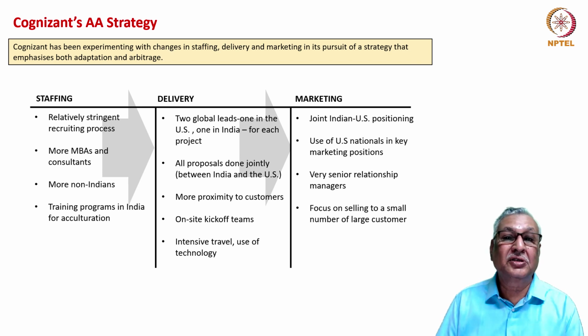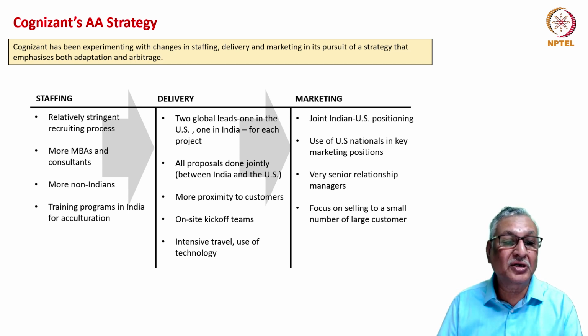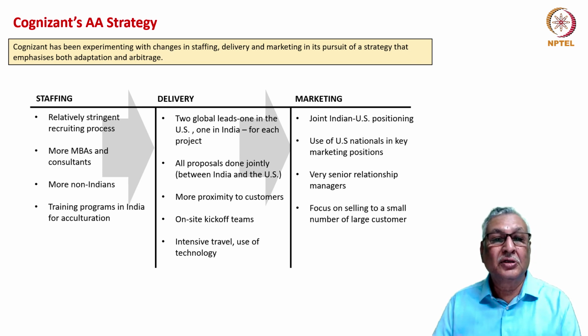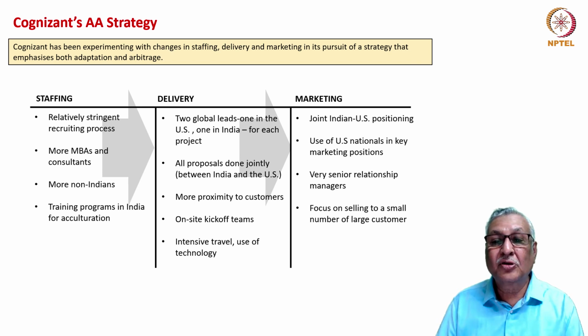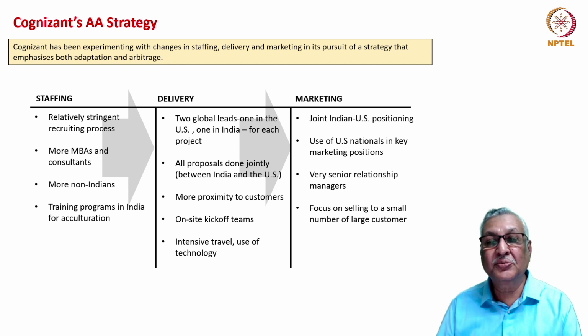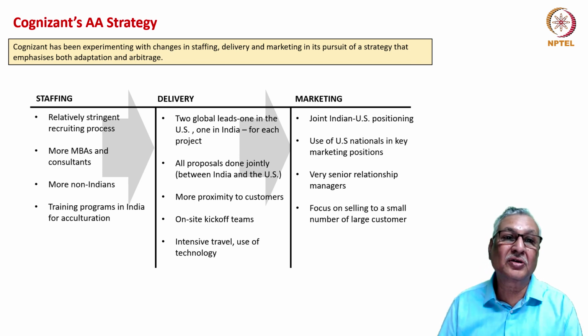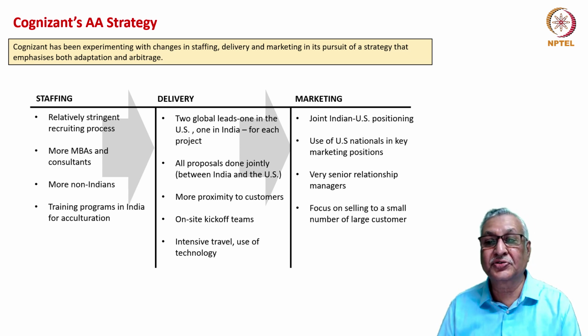Cognizant's AA strategy can be seen in this aspect. They staffed with a relatively stringent recruiting process. They took more MBAs and consultants, more non-Indians, and more training programs in India. In terms of delivery, they always had two global leads, one in the US and one in India, for each project. All proposals are done jointly between India and US. More proximity was maintained with US customers. On-site kickoff teams were an essential part of project development. Intensive travel and use of technology were the highlights of Cognizant's AA strategy as far as delivery was concerned.